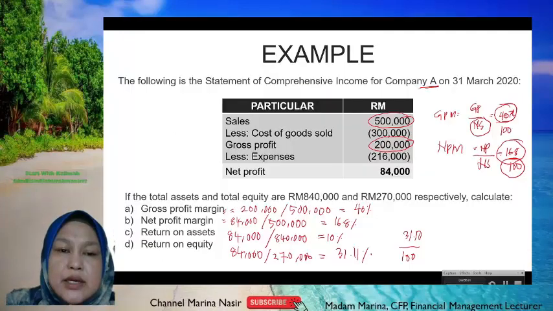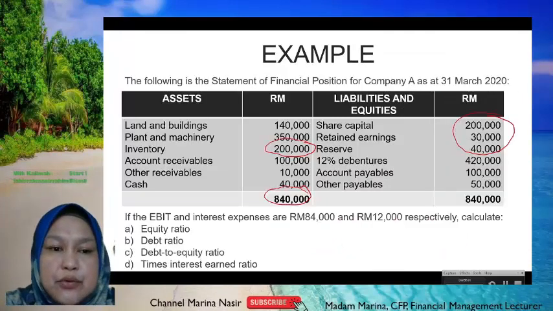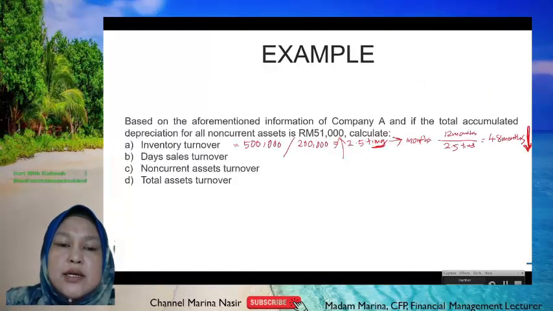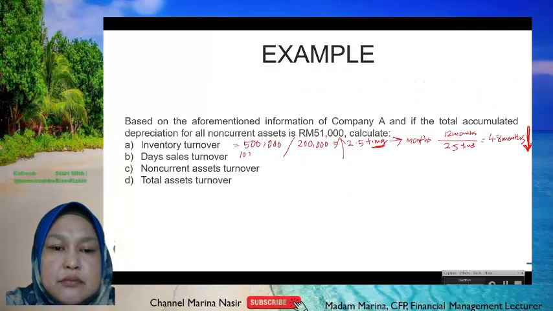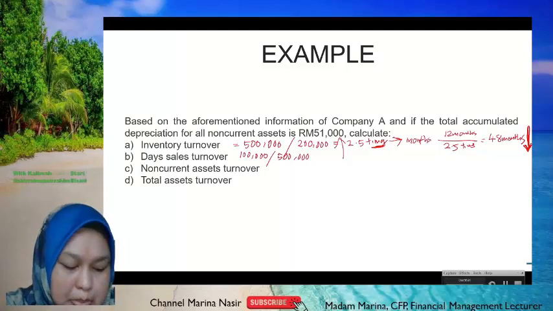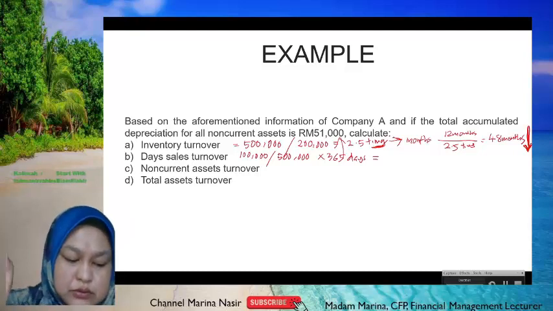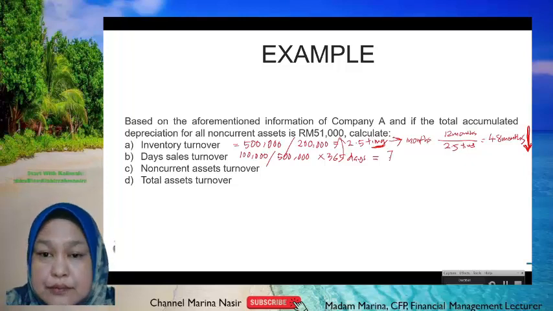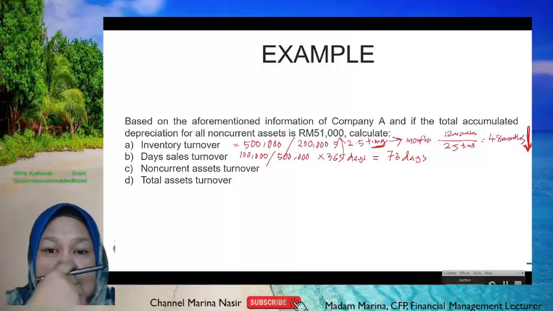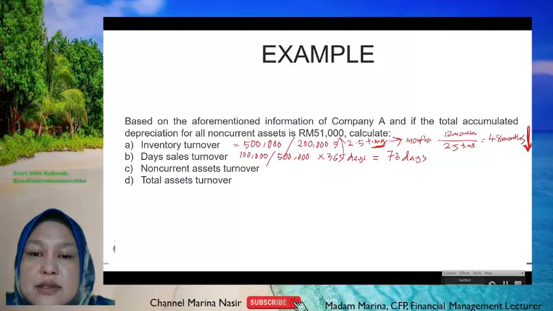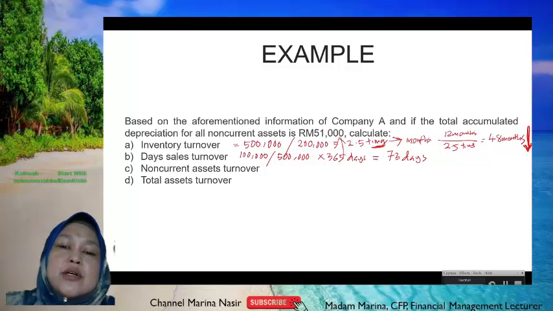What is our receivable value? Here 100,000 divided by sales 500,000, and times 365 days. So equal to 73 days. It means that company A account receivable takes 73 days to pay their debt. Dia ambil masa 73 hari untuk bayar dia punya hutang-hutang.